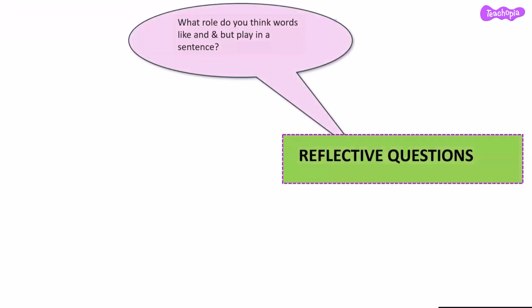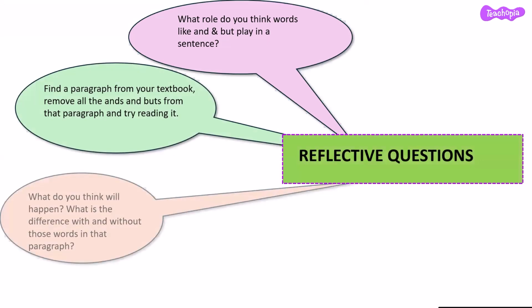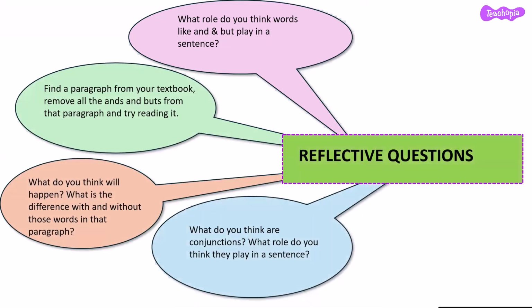Some of the reflections for this activity can be like this. We can ask, what role do you think the words we are filling, like and and but, play in the sentences? And also we can ask them to find some paragraph from their sentences where they have ands and buts. Now remove all those ands and buts from that sentence and try reading it. Will you make meaningful sentences as it was earlier?